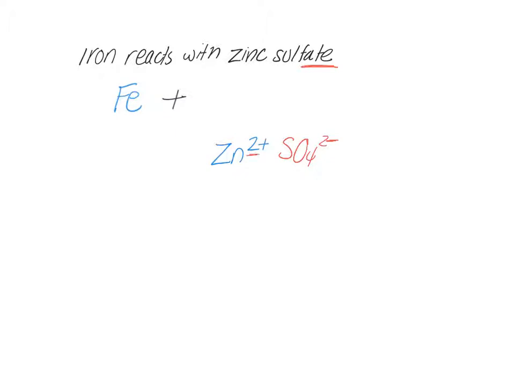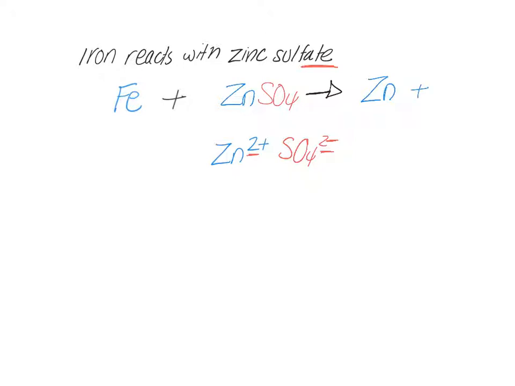I notice that zinc is 2 positive and sulfate is 2 negative, so that means that they cancel each other off. So I have zinc sulfate, like so. Now it's a matter of figuring out who is going to dance with who. Iron and zinc cannot go together because they are 2 metals, so the 2 blue ones cannot go together. What we have to have is a metal and a non-metal going together, or a positive and a negative going together. So iron is going to go with sulfate, and zinc should be all by itself.